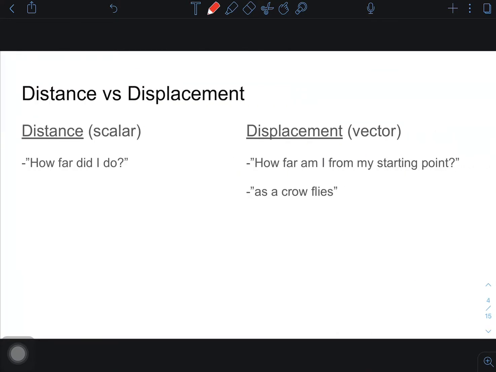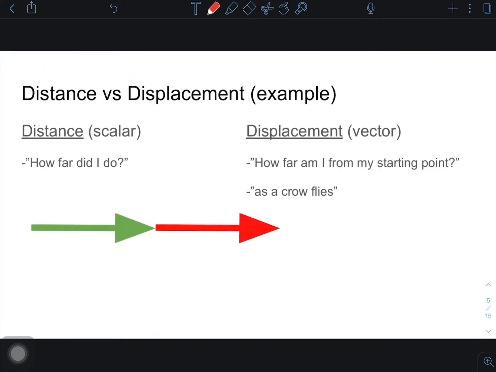So distance and displacement, like I said, were complements of one another. When we talk about complements, they kind of approach the same thing, but one's a scalar and one's a vector quantity. The question that we can ask ourselves in order to determine distance is how far did I go? Whereas displacement, how far am I from my starting point? Sometimes there's kind of the classic words of, as the crow flies, and I'll kind of talk you through that.